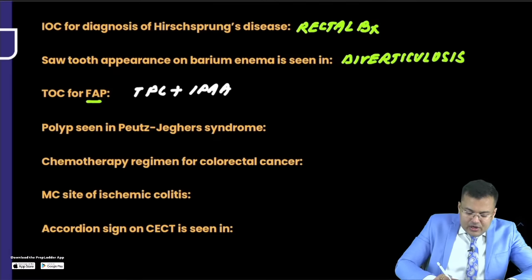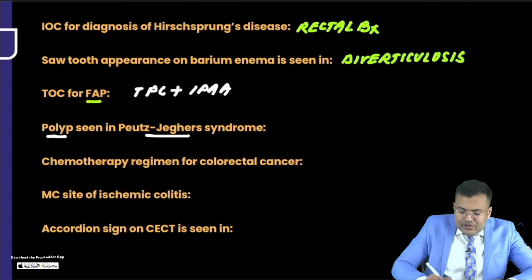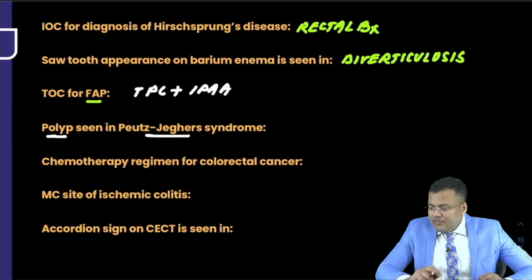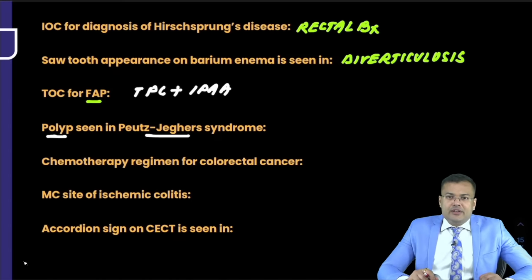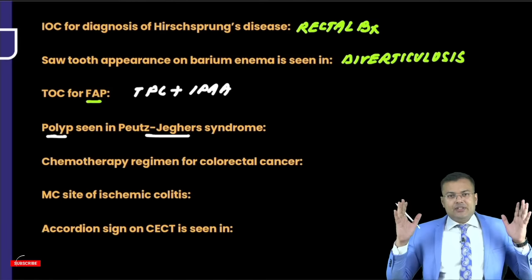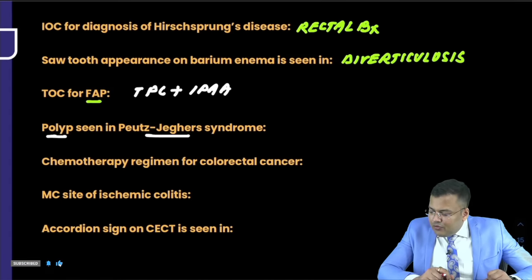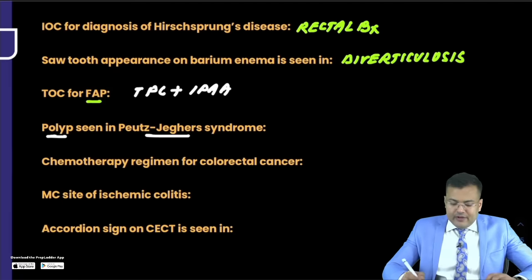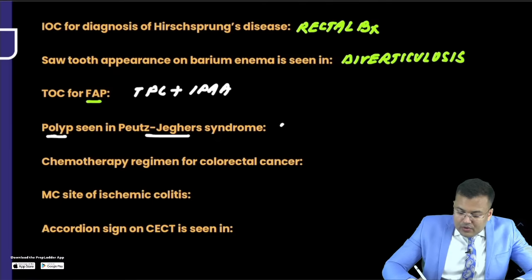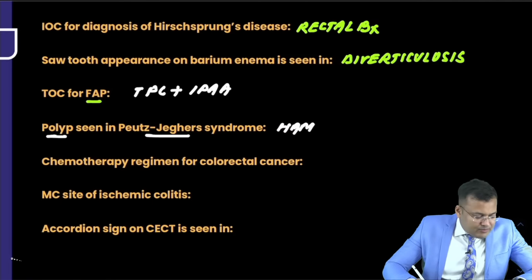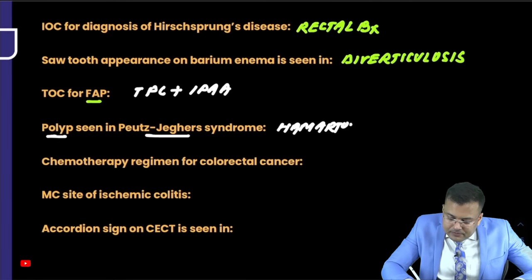Now another question, what kind of polyp is seen in Peutz-Jeghers syndrome? Type of polyp in Peutz-Jeghers syndrome. It is having arborization, it is having pseudo-invasion. Yes, it is hamartomatous polyp. Very good. What kind of polyp? This is hamartomatous polyp.